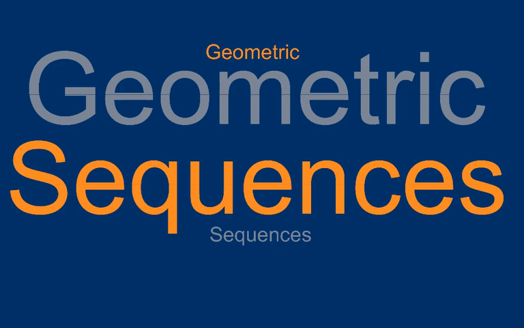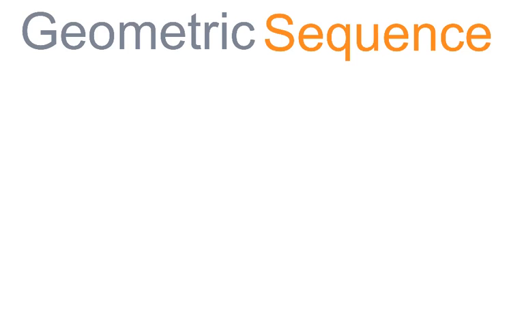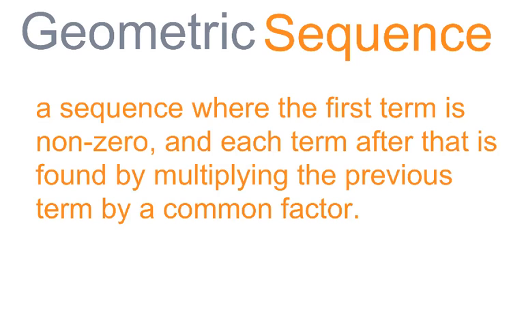We're going to look at geometric sequences. Let's start with a quick definition. So what is a geometric sequence? Well, make sure you have this down. A geometric sequence is a sequence where the first term is non-zero, so it can't be zero, and each term after that is found by multiplying the previous term by a common factor. So make sure you have that down. And I'll show you something in just a second that'll hopefully make this definition make sense.